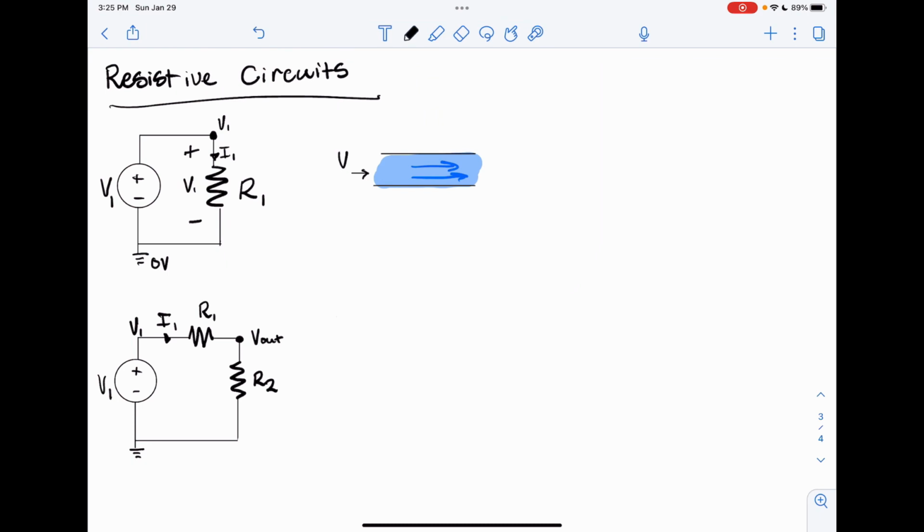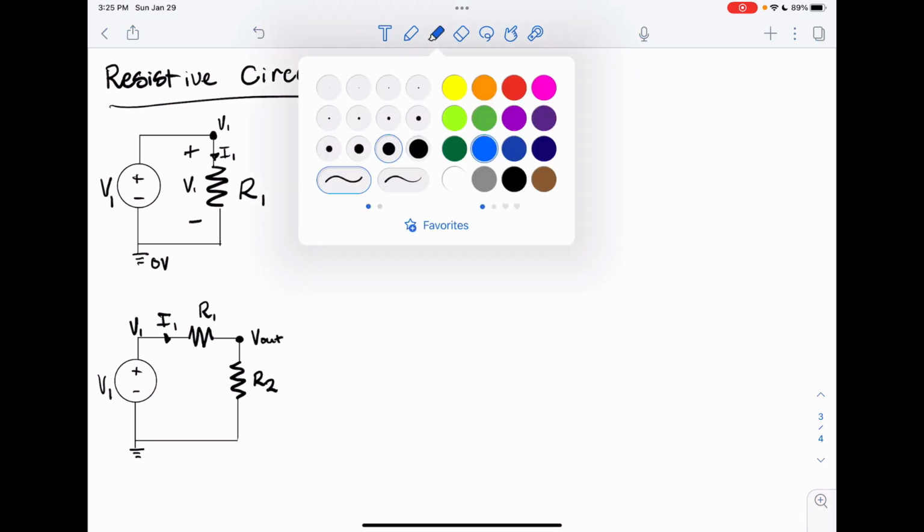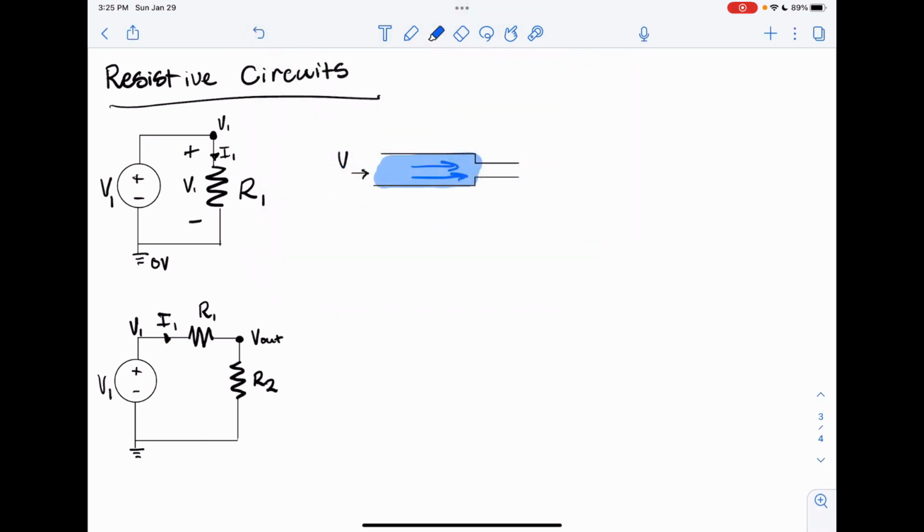Now, what do you think will happen if we put a reducer on this pipe and make the area of the diameter of the pipe smaller? Well, one might intuitively say that the pressure is going to increase. So voltage is going to go up, and the rate of flow is going to decrease. So I is going to go down.